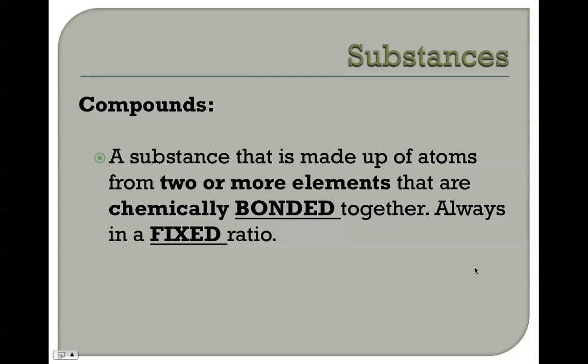So the other type of substance is a compound. This is a substance that is made up of atoms from two or more elements that are chemically bonded together, and these always are in a fixed ratio. So many of you know that water's formula is H2O. So this is a compound. You have to have two hydrogens bonded to exactly one oxygen in order to have water. So that's where this fixed ratio comes from.